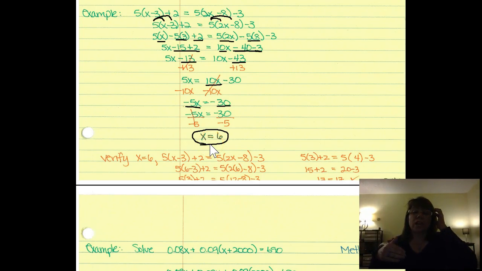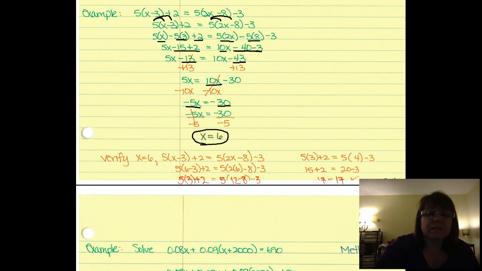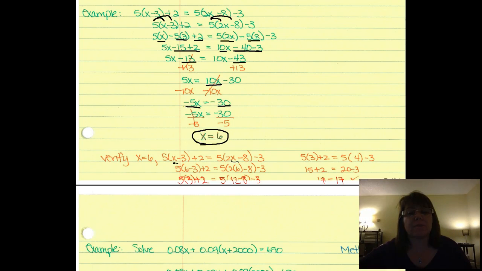But I do want to check this. Now I have an x on the left and I have an x on the right. We'll want to verify that 6 is indeed the solution to our equation. So wherever we see an x, we're going to insert a 6. So now I have 5 times 6 minus 3 plus 2 equals 5 times 2 times 6 minus 8 minus 3. I'm going to do the math.